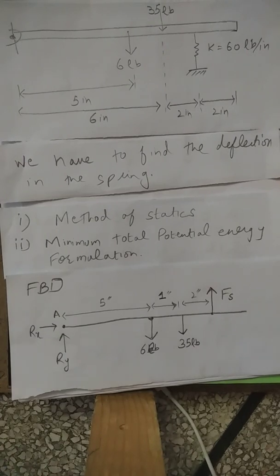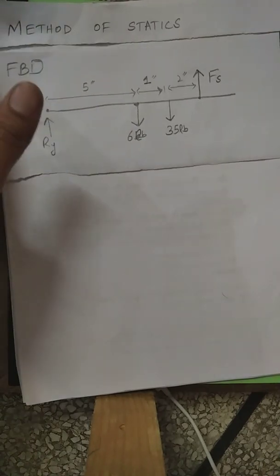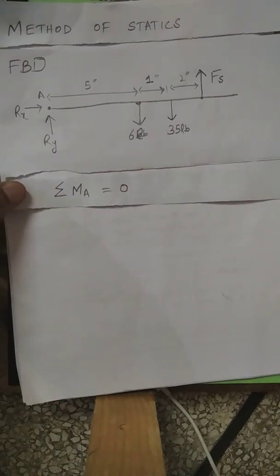First of all, we will solve it by the method of statics. Here we have the free body diagram. In the method of statics, we apply the equations of equilibrium. And what are the equations of equilibrium? One of the equations is sigma, the sum of all the moments about a point is equal to 0.